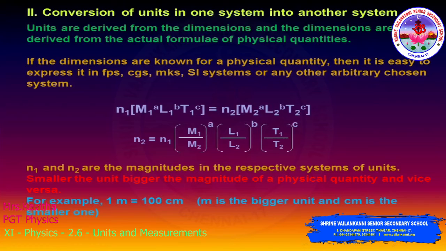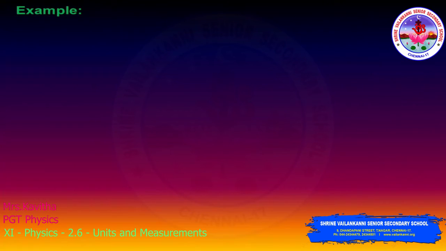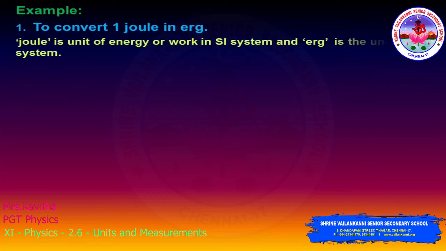For example, 1 meter is equal to 100 centimeter, and 1 Newton is equal to 10 power 5 dyne. So Newton is bigger and dyne is smaller. We can see this with an example. Let us convert 1 joule into erg. The joule is the SI unit of energy and the erg is the CGS unit of energy.